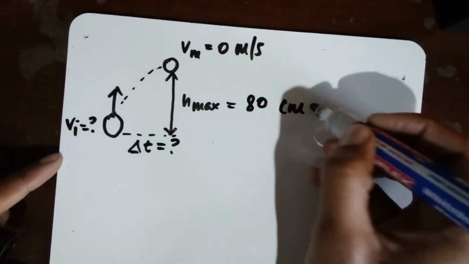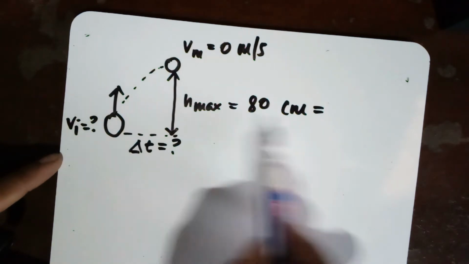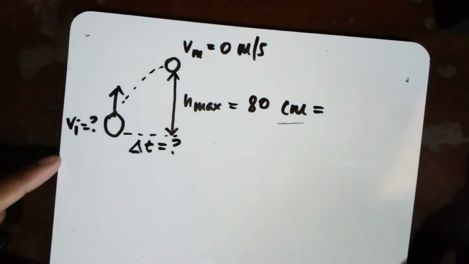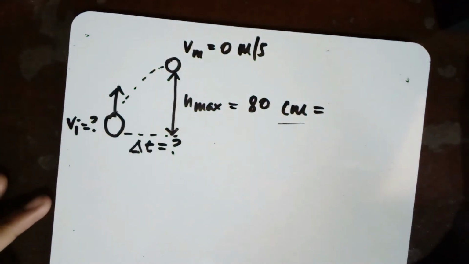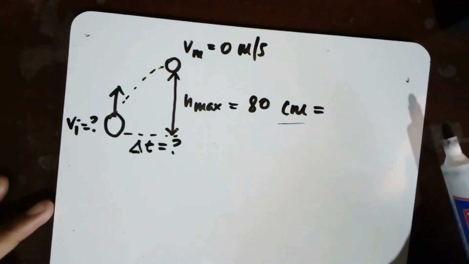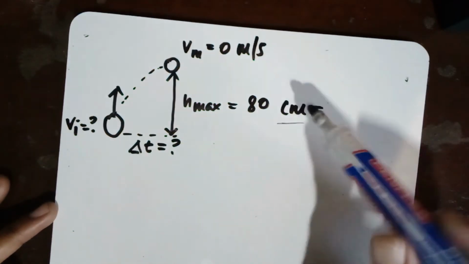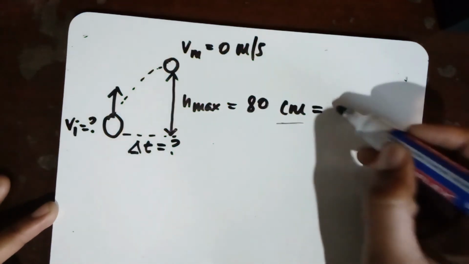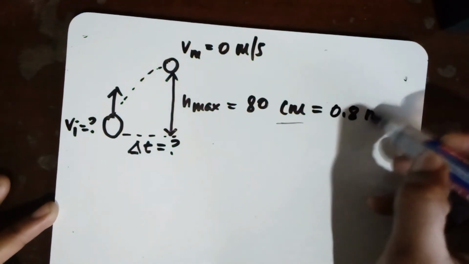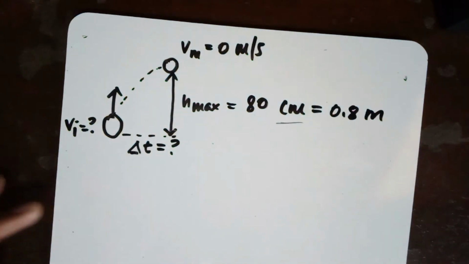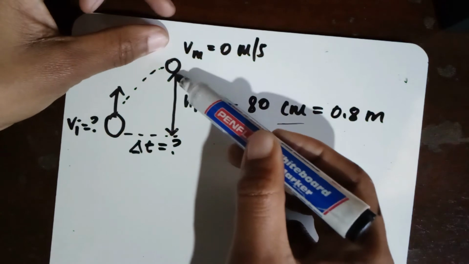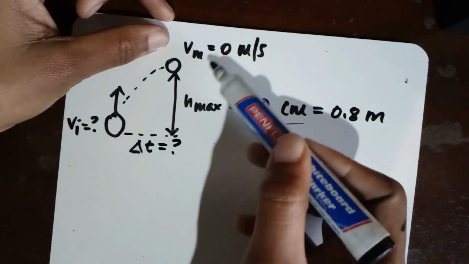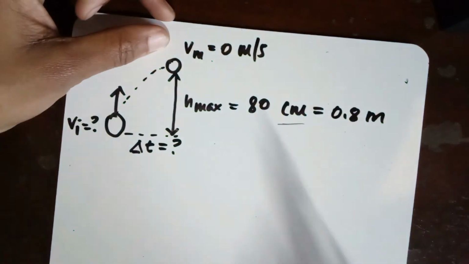The important thing here is that you need to convert this 80 centimeters, because this is not in SI units. So you convert it to meters, because position is measured in meters. To convert from centimeters to meters, you simply divide by 100. So 80 divided by 100 is going to give us 0.8 meters. That's the value you're going to use in the calculation. And when it reached the maximum height, this tennis ball had a velocity of 0 meters per second.